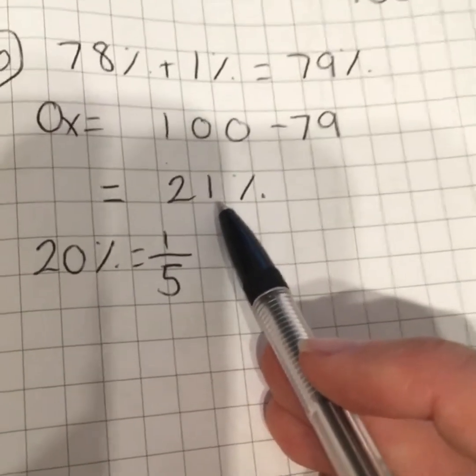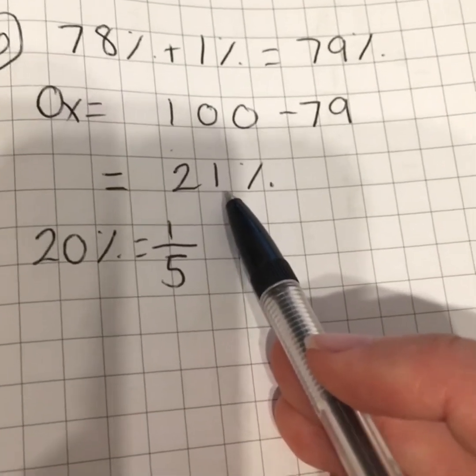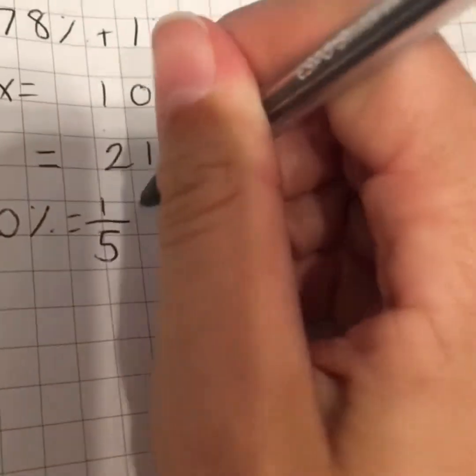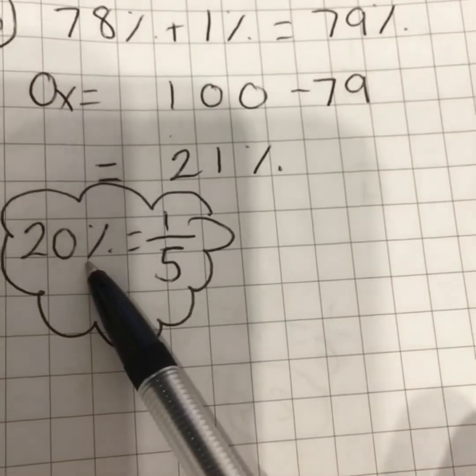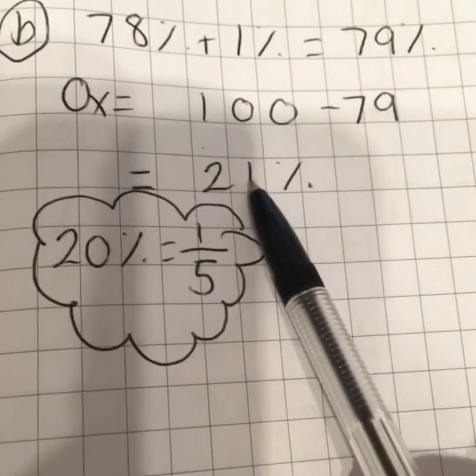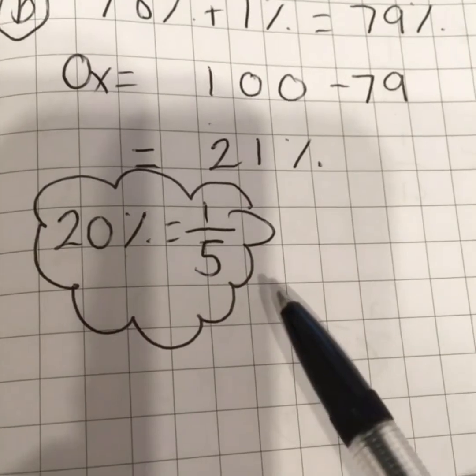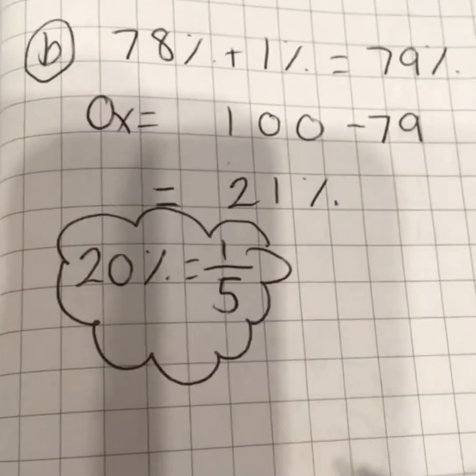So was Aki right? Is that nearly 1/5? Well, actually, I know from my number facts earlier, I know that 20% is the same as 1/5, and it's actually 21%. So it's 1% over. So Aki's estimate was pretty good, really.